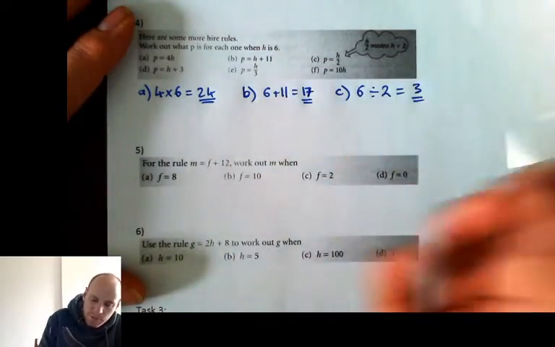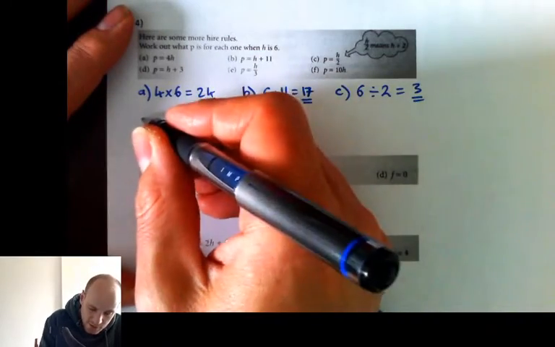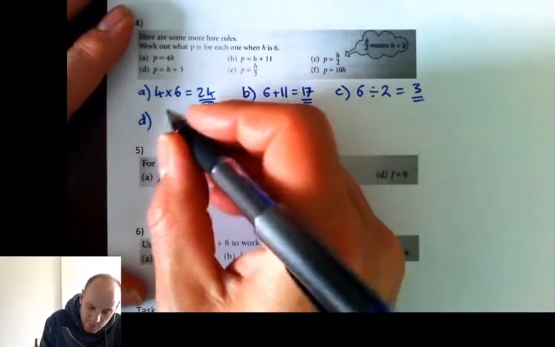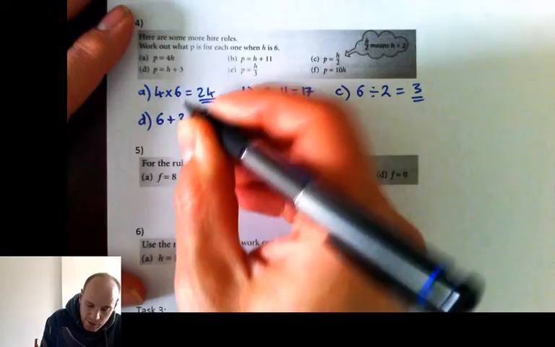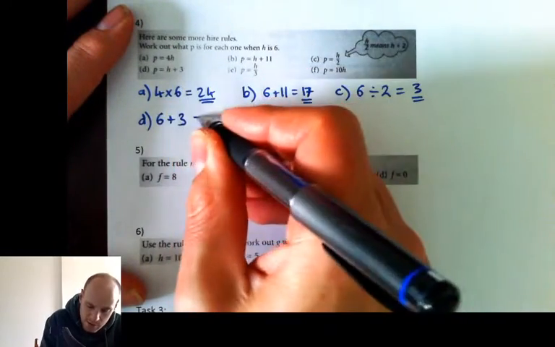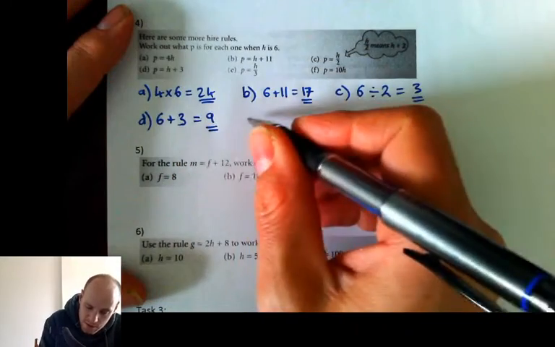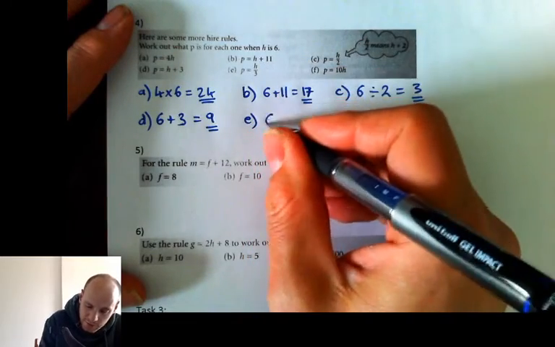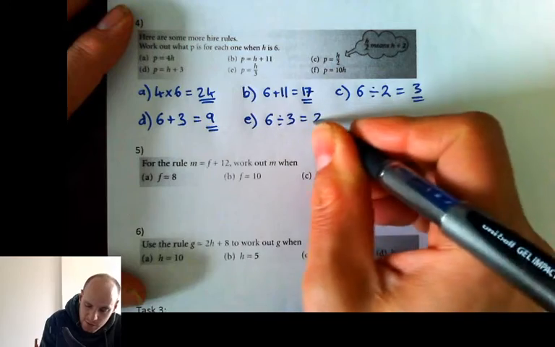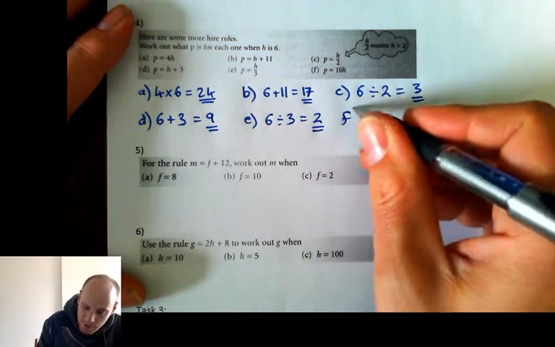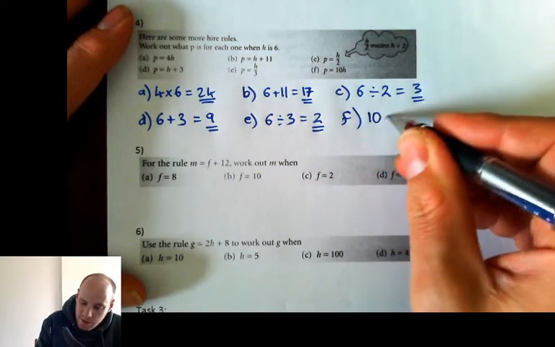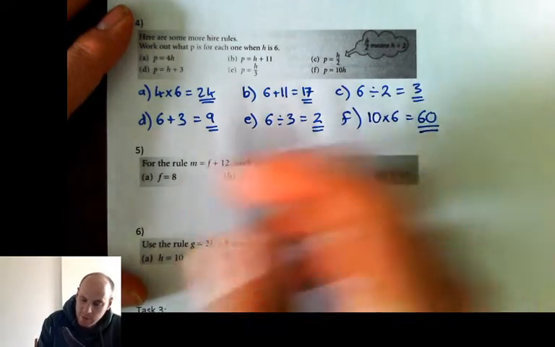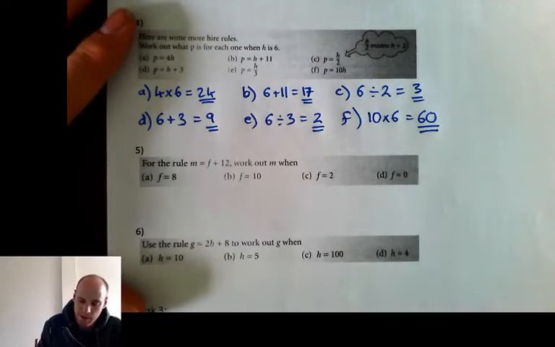So these are all different formulas, but for the same number of days. So D, still using h is 6. This time we're doing 6 plus 3, because that's what the formula says, which is 9. E, this is h divided by 3. So that's 6 divided by 3, which is 2. And then F, we've got 10h, or 10 times h, 60. So there you go, there's 6 answers there for each part of the question.